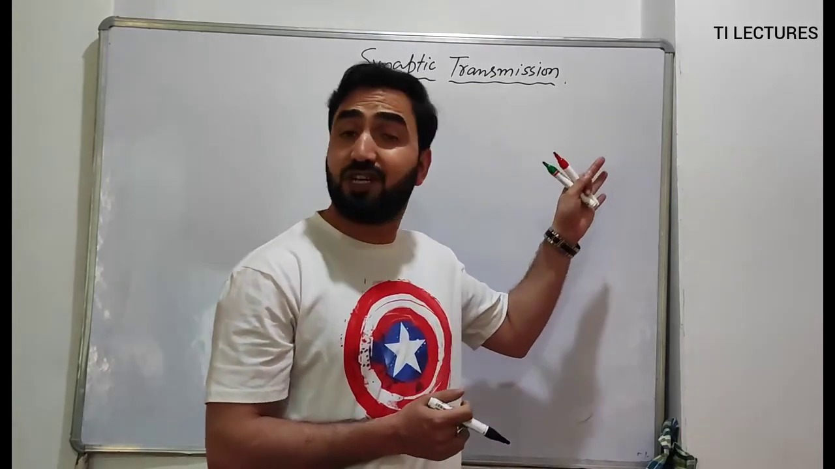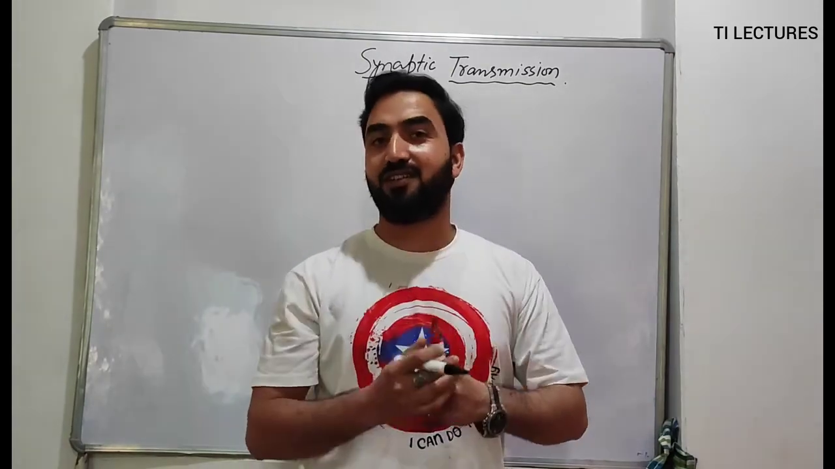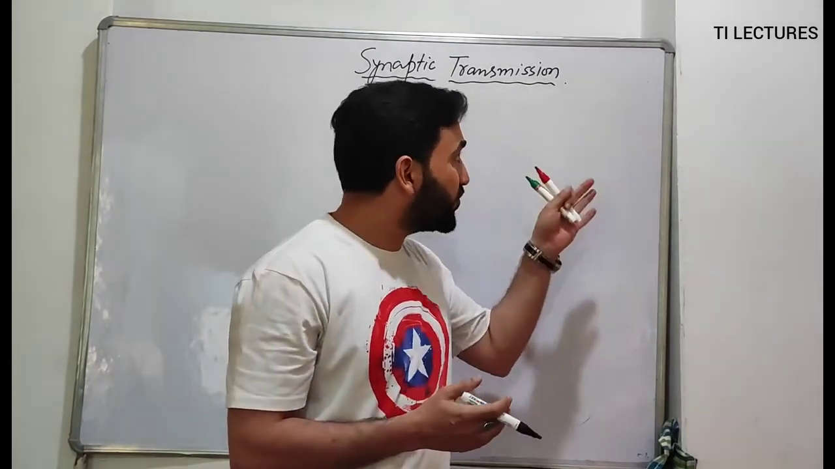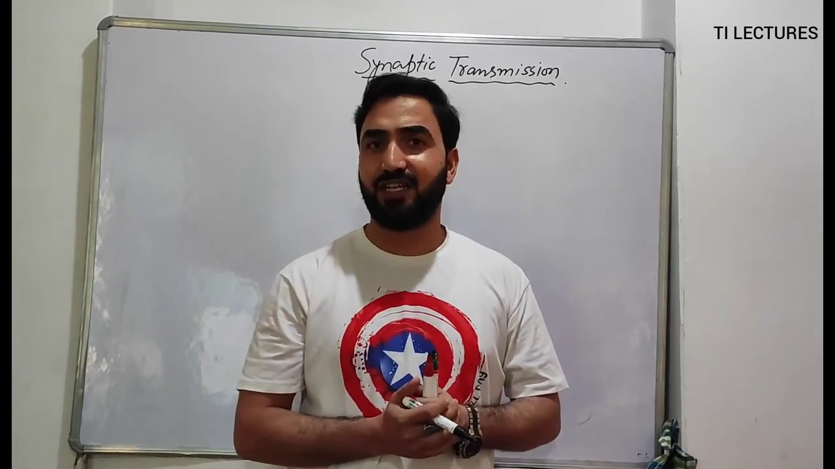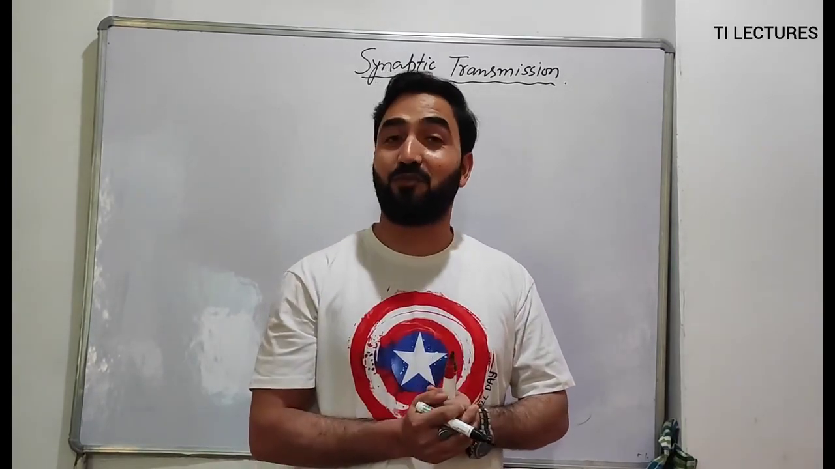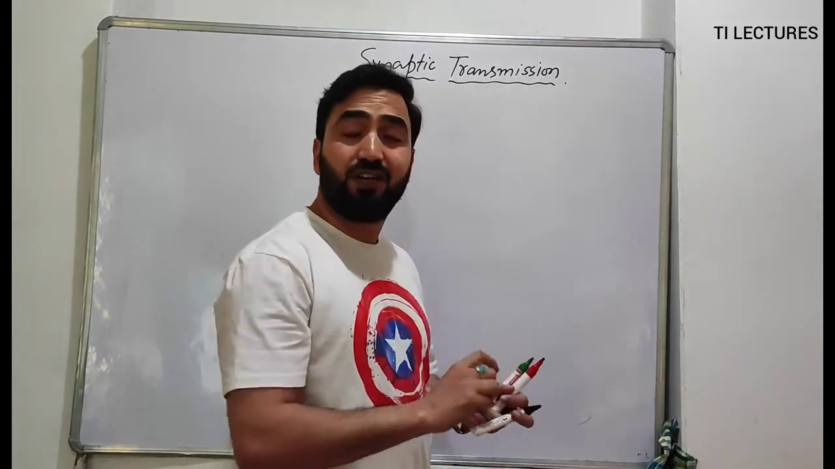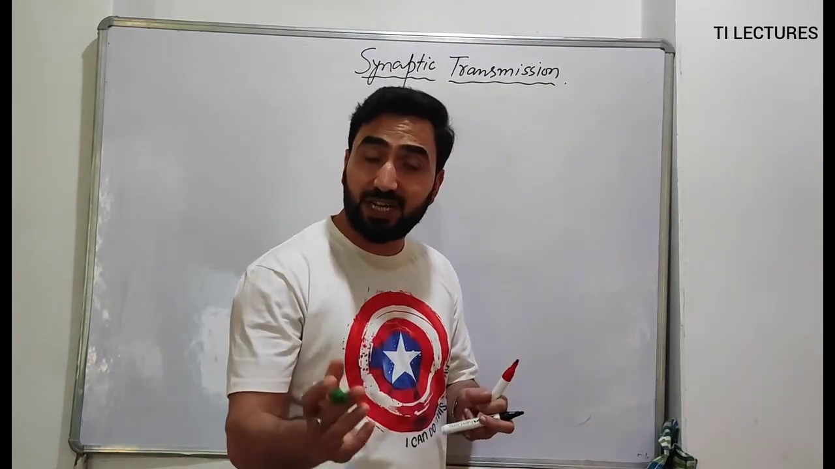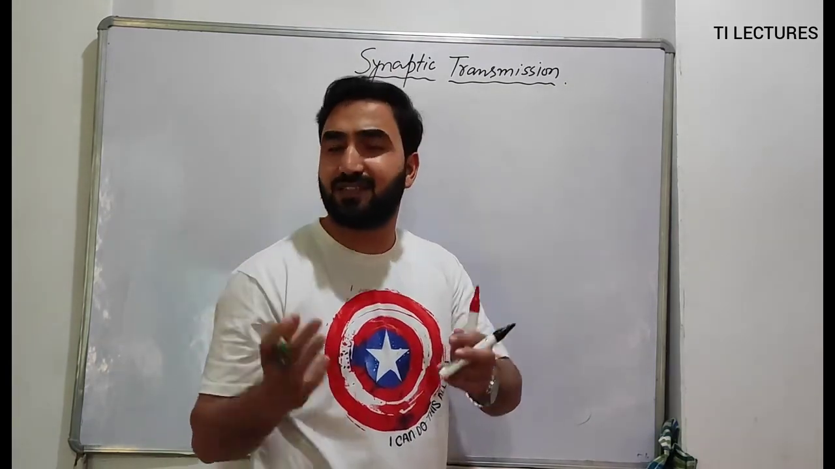Similarly, nerve cells also communicate with other nerve cells, or they can also communicate with the glands. They also communicate with the muscles, right? At synapses. You got my point? So we say that nerve cells communicate with other nerve cells, they communicate with muscles, they communicate with glands as well.